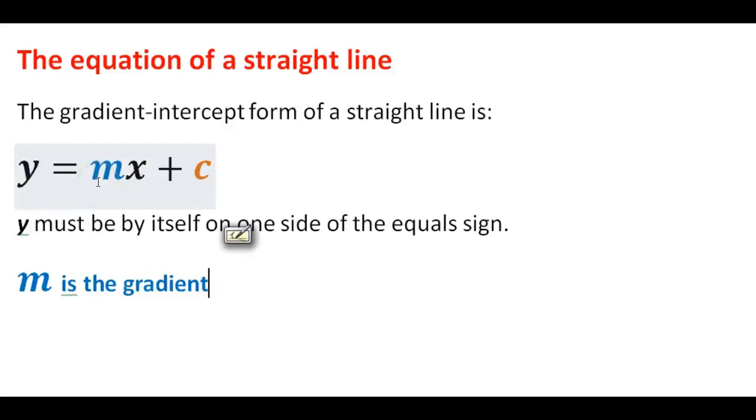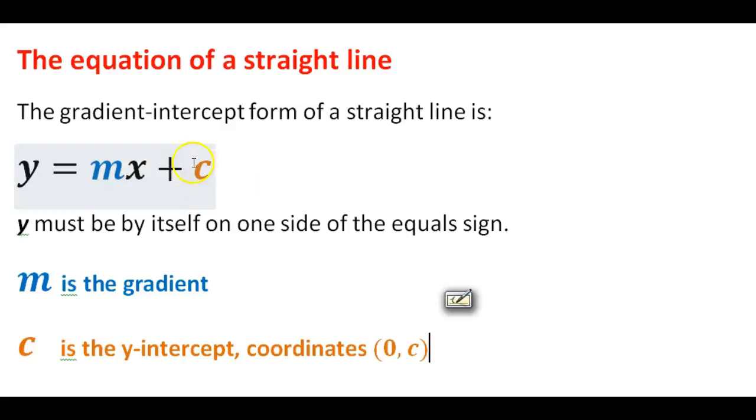M is the gradient of the straight line. C is the y-intercept of the straight line. It has the coordinates of 0, c. That's where the straight line cuts that vertical y-axis.